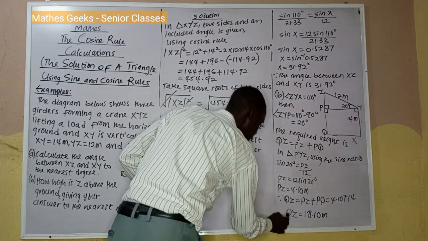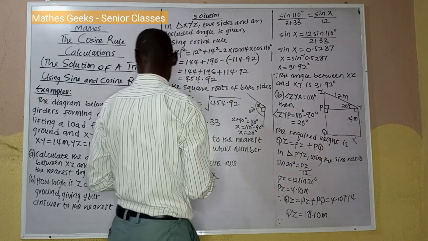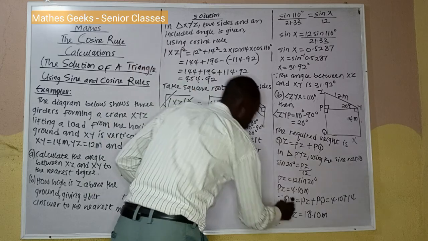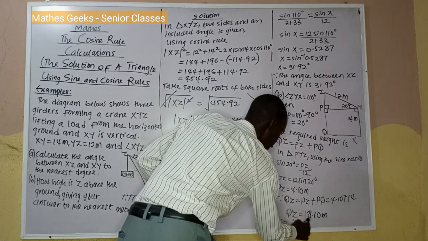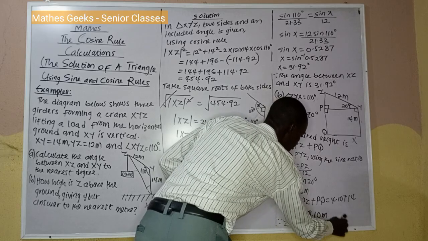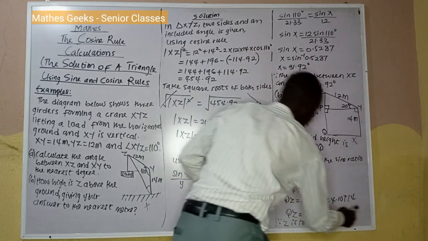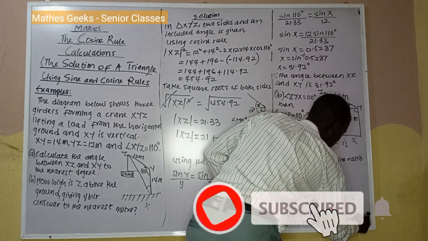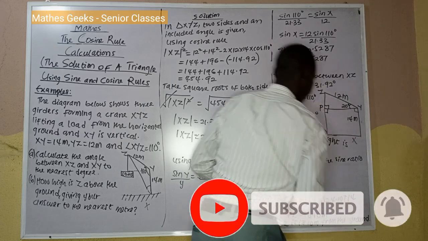So therefore Z is 18.10 meters from the ground.